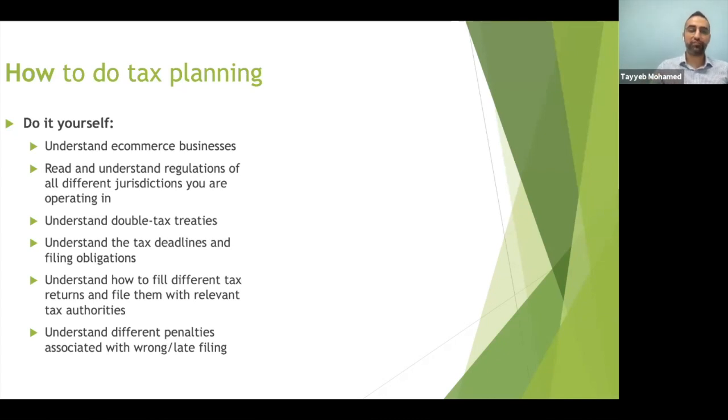So once you have this understanding, you need to understand if there are tax deadlines and filing obligations in all the jurisdictions that you operate. After understanding that, you need to understand how to file different tax returns and file them with relevant tax authorities. And in addition to that, you need to have an understanding of the penalties associated with wrong or late filing.